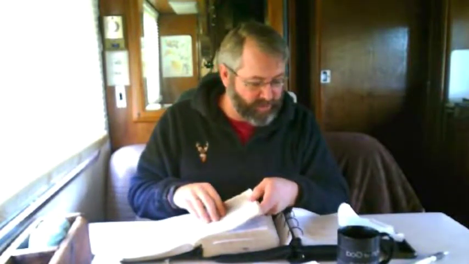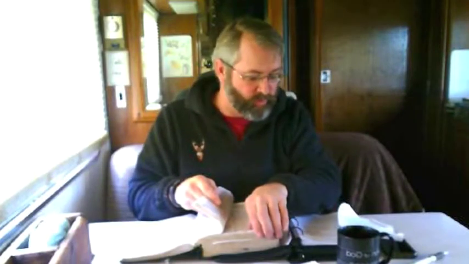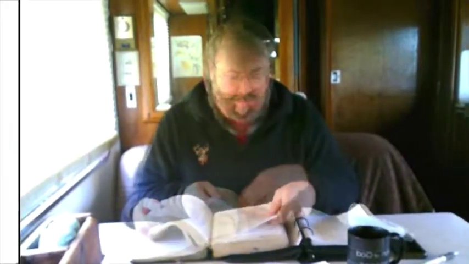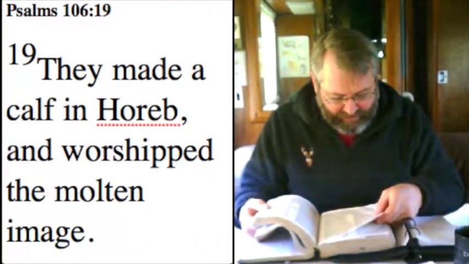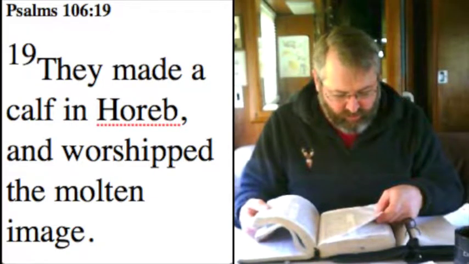Okay, so let's go to Psalm 106:19, and it says, they made a calf in Horeb, and they worshiped the molten image. Where did they worship the molten image? I thought it was in Sinai. Well, they made a calf in Horeb, and they worshiped the molten image. David is saying, where they worshiped the molten image? Horeb.